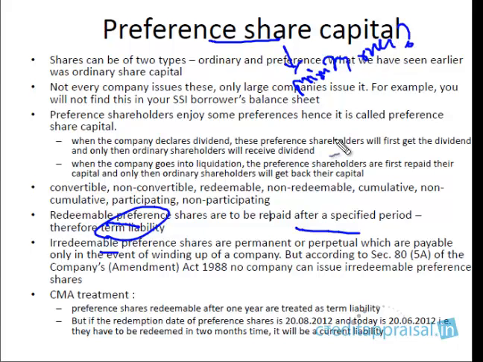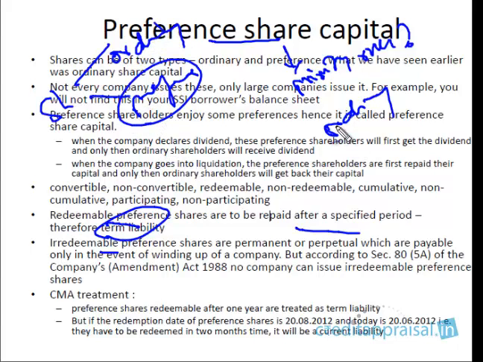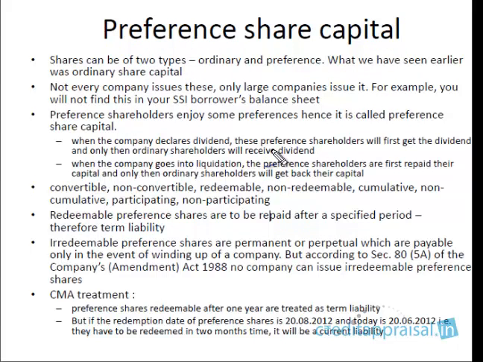Priority over whom? Priority over ordinary shareholders. Share capital holders can be either ordinary shareholders or preference shareholders. These preference shareholders have some priority over ordinary shareholders. So what is the priority? Say, for example, the company declares dividends. When the company declares dividends, the preference shareholders will first get the dividend, and only then will the ordinary shareholders receive dividend. So that is one priority.